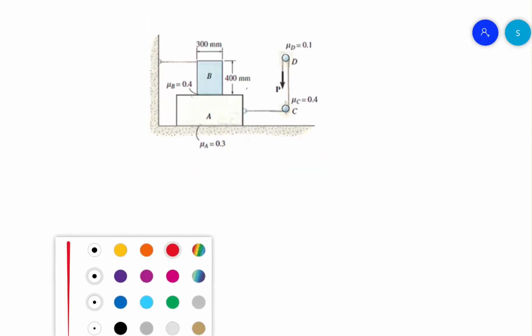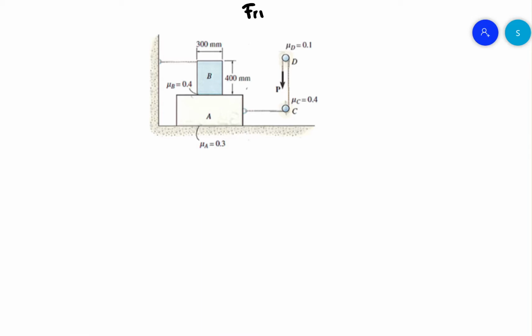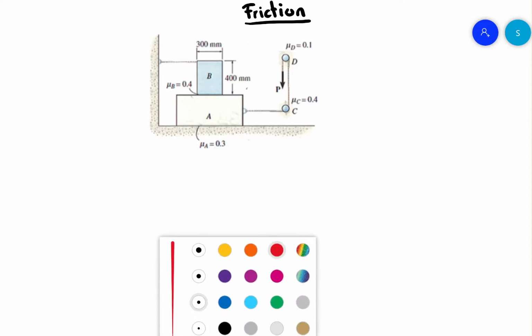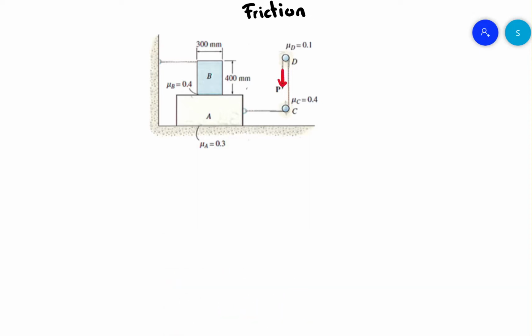Good morning, good afternoon. Okay, so in this example, we will speak about friction. It's a good example to review. So the question is to find the force P, the largest force P, before motion occurs.